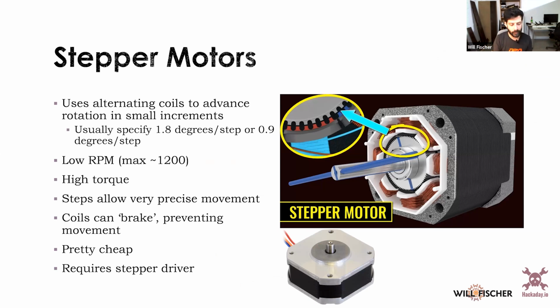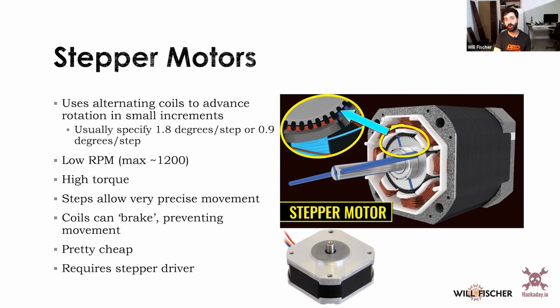Hey, a segue. So these use alternating coils to advance incrementally. You alternate between coil 1 and coil 2 to advance 1 step, and electrically, this is pretty easy to do. You use a stepper driver, which I'll talk about in the next slide. Your typical ones advance 1.8 degrees. You can get high precision steppers that are 0.9 degrees. You sacrifice a little bit of torque for that higher precision.